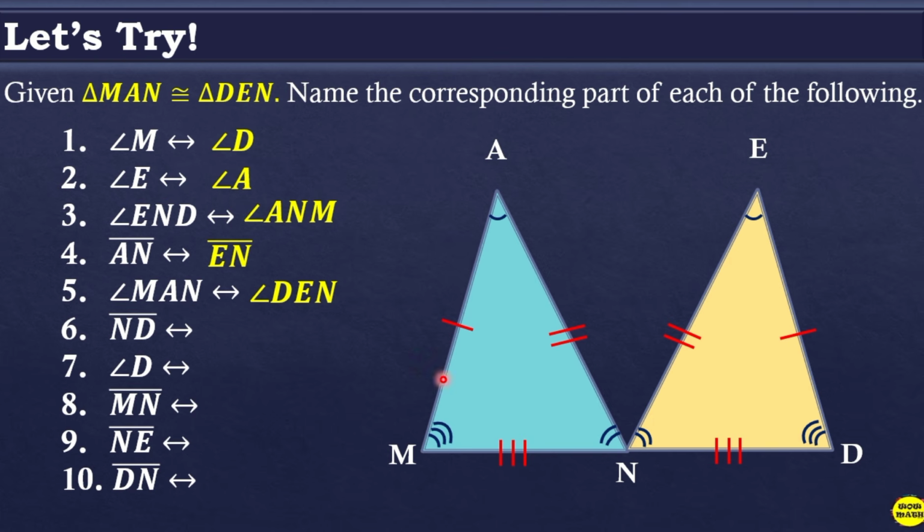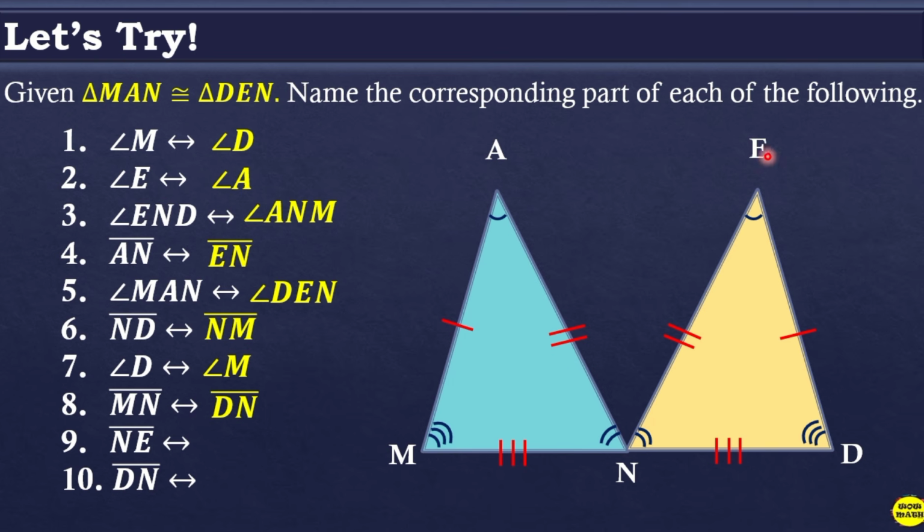Next, segment ND. So, dito ka rin mag-start. Segment NM. Next, angle D. This is your angle D with 3 markings. So, ito, angle M naman siya. Correspond siya sa angle M. Next, segment MN. So, your segment MN, ito siya. Yung may 3 thick lines. So, dito ka rin sa may 3 thick lines. So, segment DN. Okay? Next, segment NE.